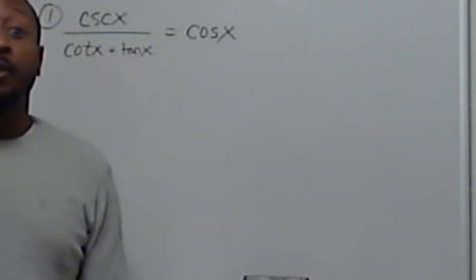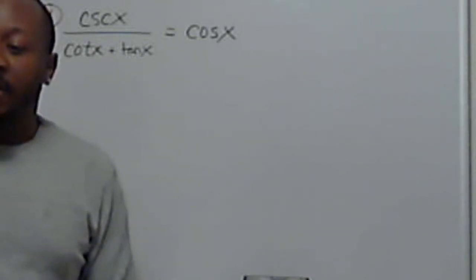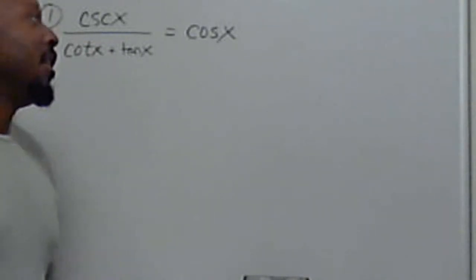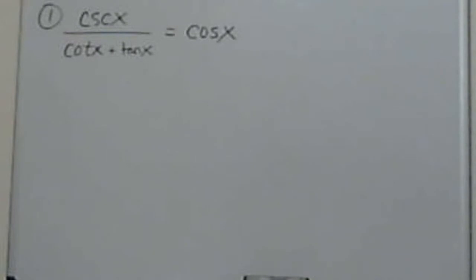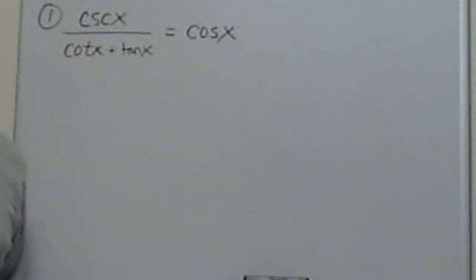Hello everyone, I'm going to do problem number 1 from the homework assignment from the handout given on verifying identities. Now what we want to try to do today is see if we can verify that cosecant x over cotangent x plus tangent x is equal to cosine x.